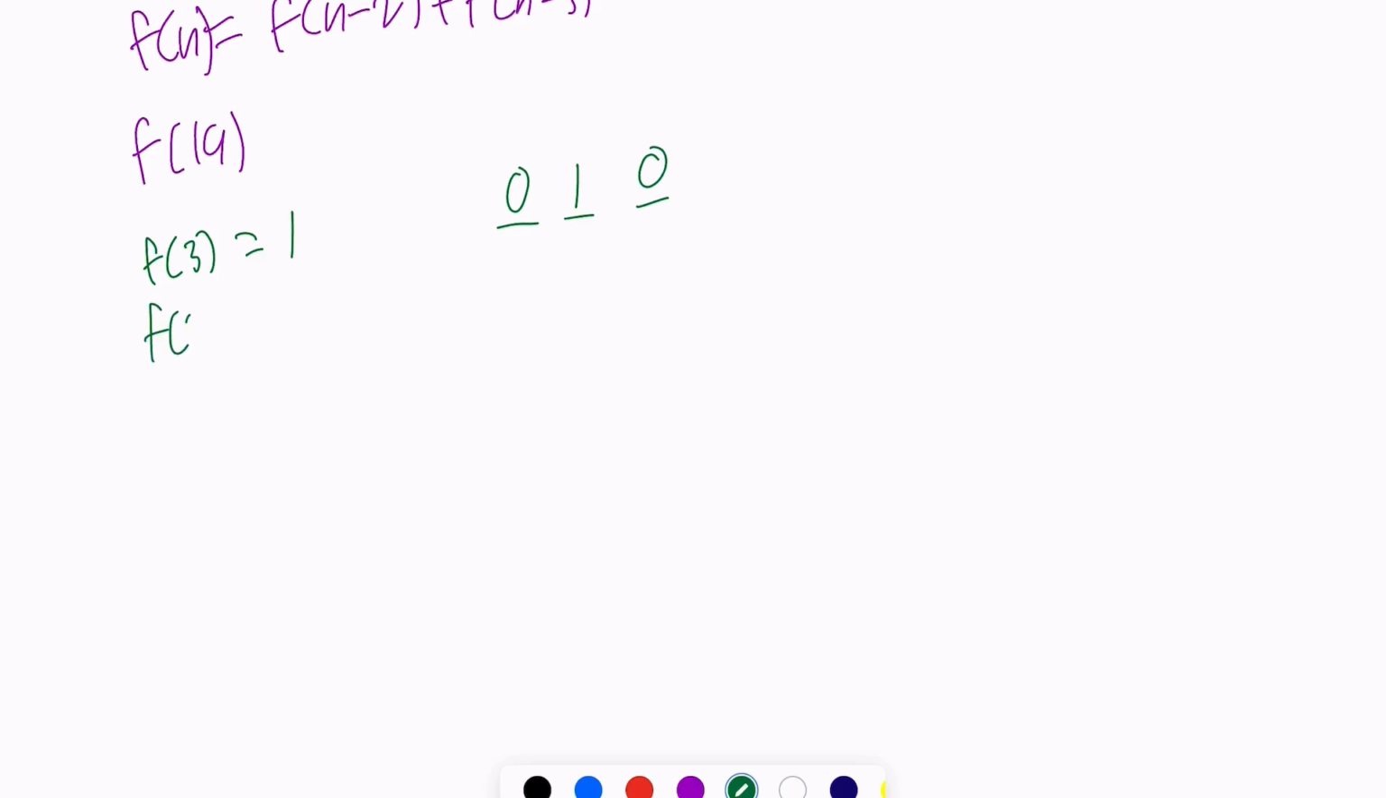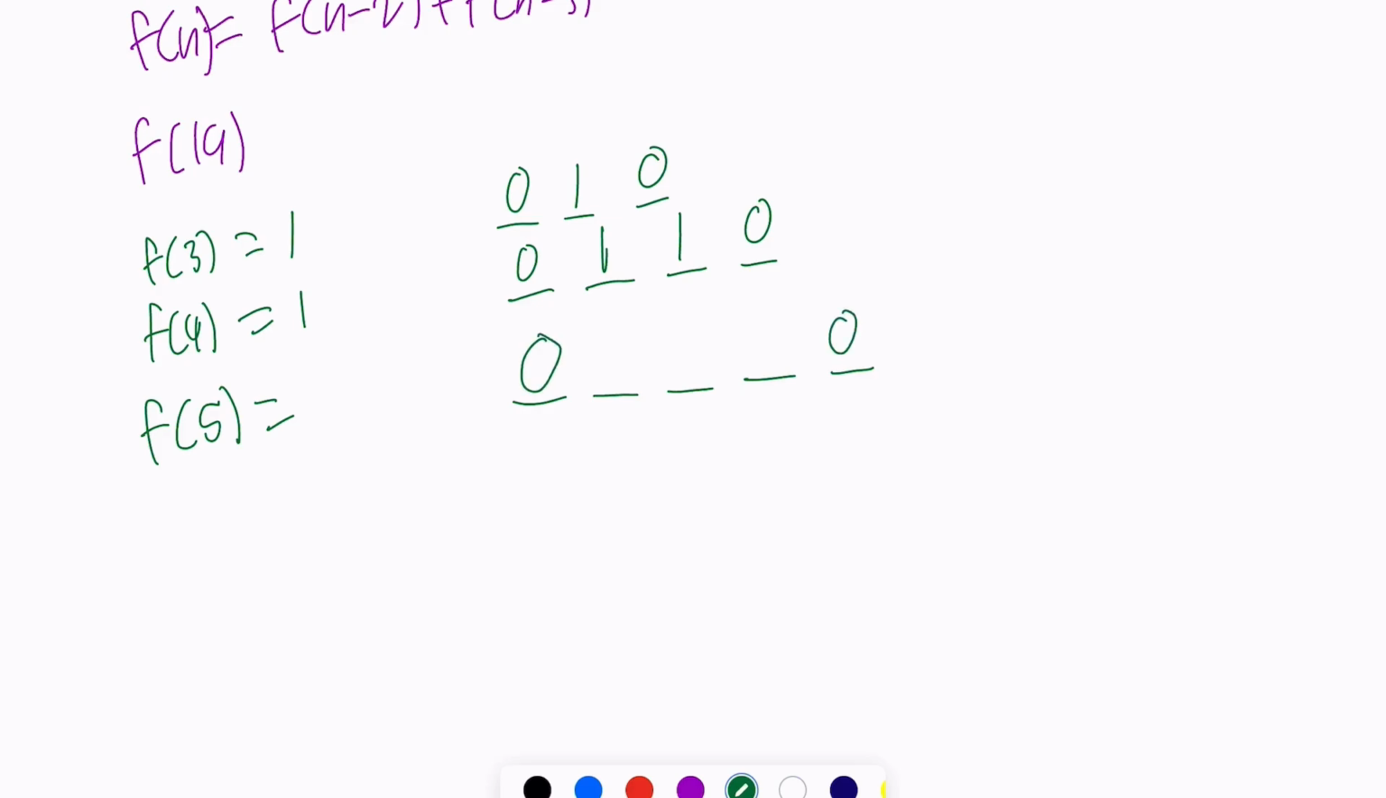Next, f of 4. There are 4 digits. The first and last ones are 0. Now, this digit has to be 1, because you can't have 2 consecutive zeros, and the same logic applies for the next one. So this, again, will be 1. Now f of 5. We have 1, 2, 3, 4, 5, again ending with a 0 and starting with a 0. Again, for the same logic, this has to be 1, this has to be 1. And we know we can't have 3 consecutive ones, so this has to be a 0. And this is 1. Now we can start applying this logic.